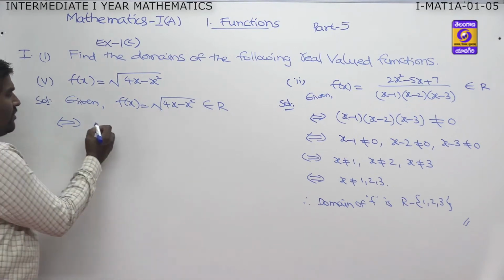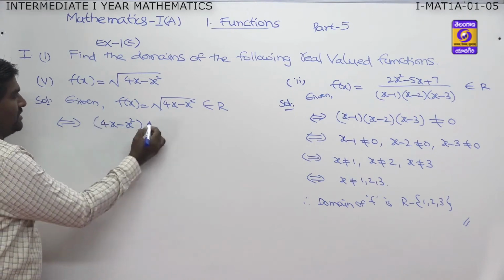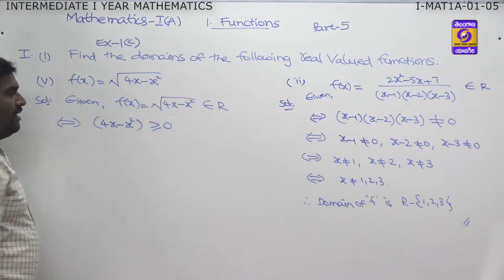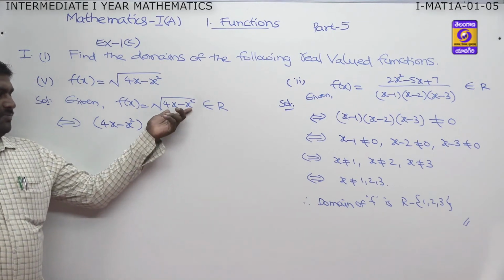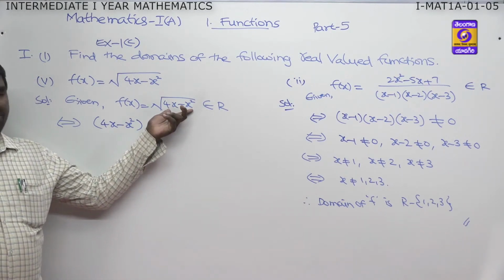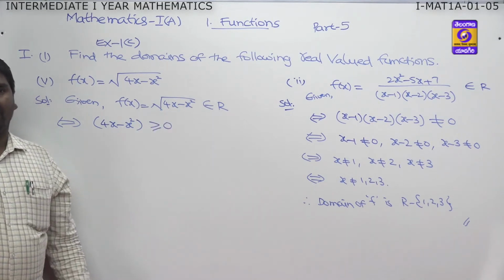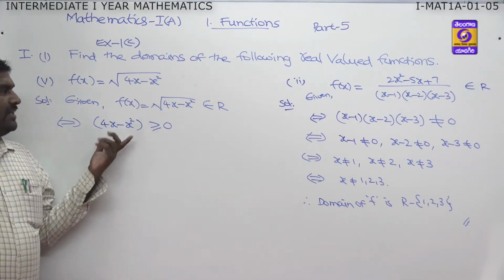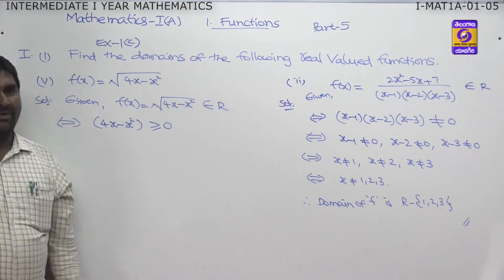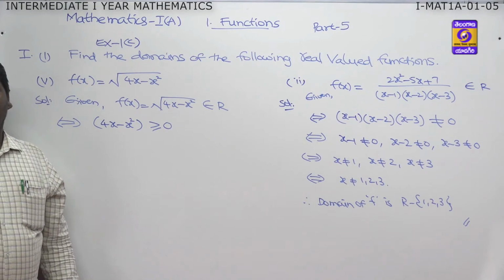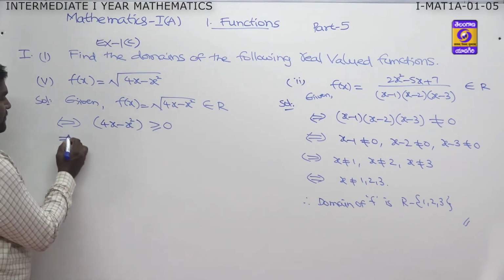So here we have to take the condition that 4x minus x square must be greater than or equals to 0. For values greater than 0 we may get the value of the square root. For the value 0, square root of 0 is also 0. It is greater than or equals to 0.